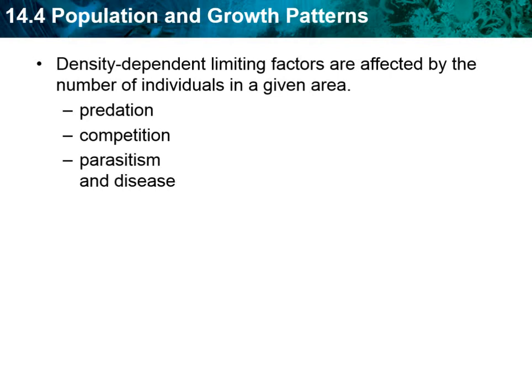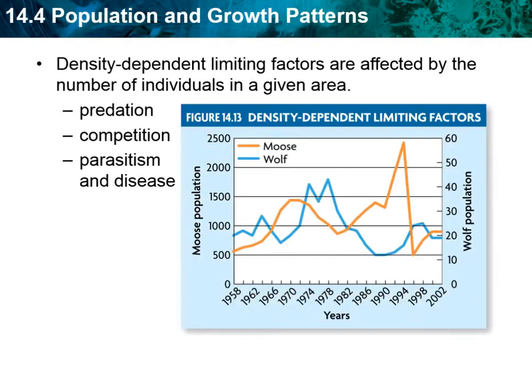Parasitism and disease are also considered easier to happen when you have a large, dense population, because that parasite can easily jump from one individual to another. Disease can easily jump from one individual to another. If you have a large spread out population, you're not going to end up seeing a disease easily passed. And this is giving you an example of something that you'll sort of see in a lab that we're going to be doing for this section.